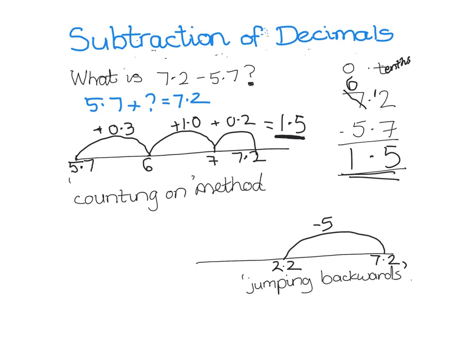All right, now where do I go next? Well, I've taken away 5, but I've still got the 0.7, and I have to take the 0.7 away from the 2.2. Oh no, that's quite difficult to do in my head. So I think I'll take the 0.2 away first. And 2.2, take away 0.2 will get me to the whole number 2.